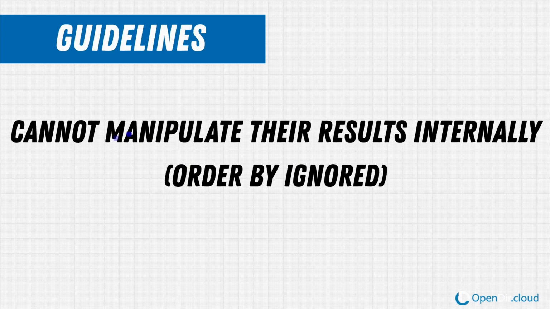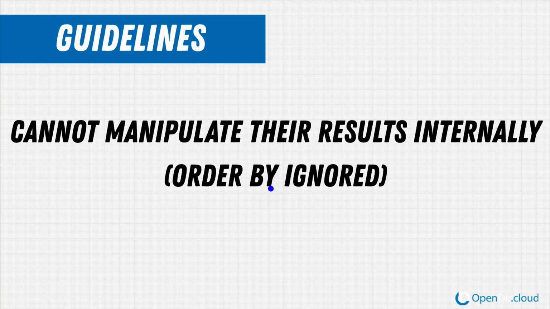Subsequently, you cannot manipulate the results internally. What do I mean by that? When a subquery runs, a subquery has its own context. It has its own result set. But that means that whatever returns up to the parent query, you cannot manipulate it. So if you run an order by, for instance, inside of a subquery, it's going to be ignored. You're not going to be ordering that result set.